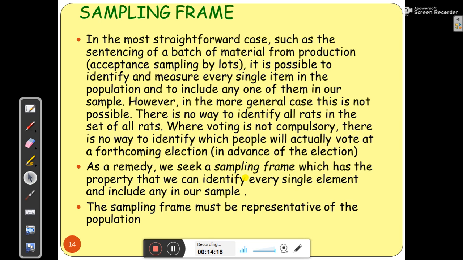So you can see the complexity of this. To choose which samples, that is why framing is a very, very key point here. As a remedy, we seek a sampling frame which has the property that we can identify every single element and include any in our sample. So depending upon the sampling frame, we can decide every single element and include any in our sample. The sampling frame must be representative of the population.